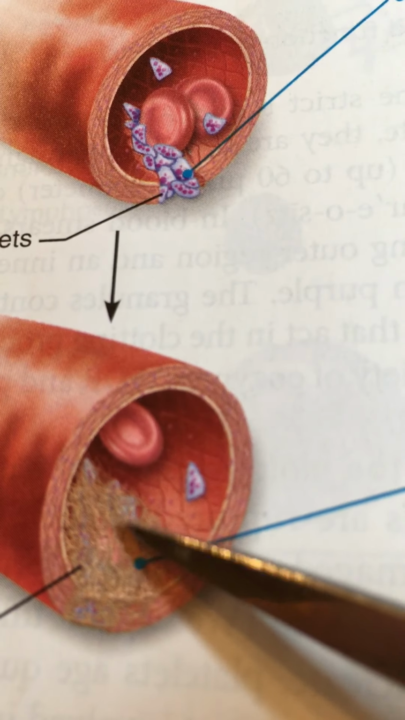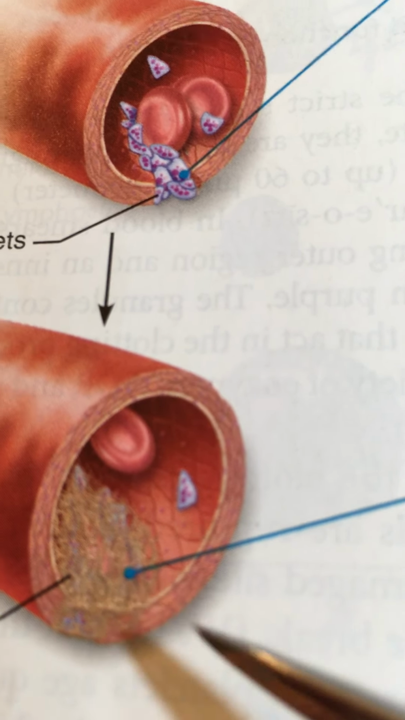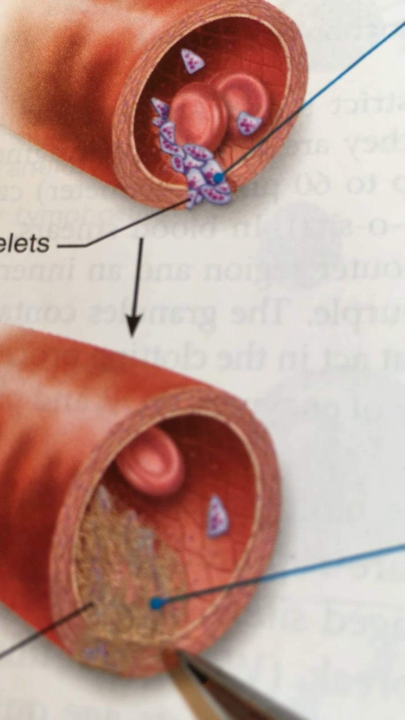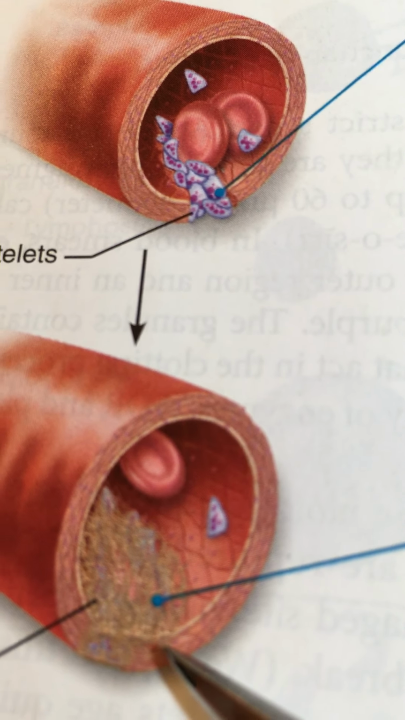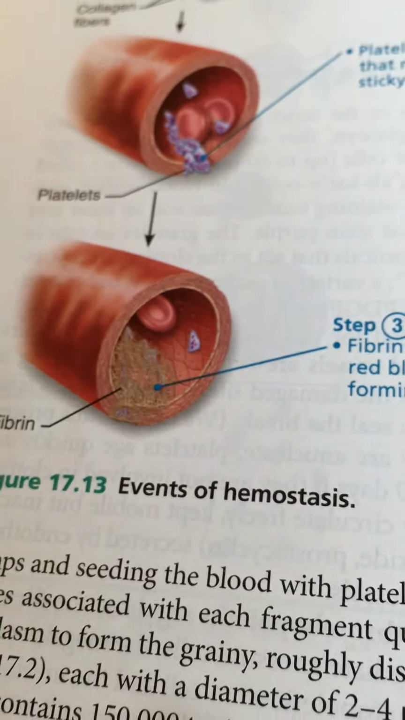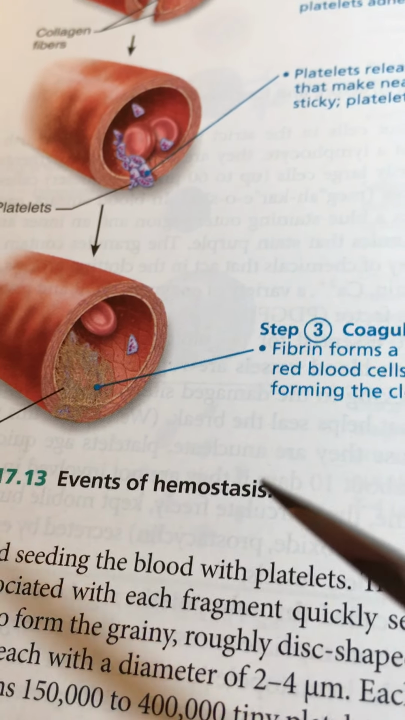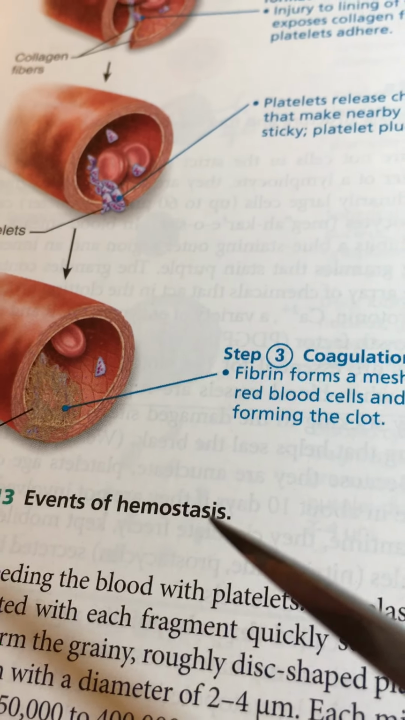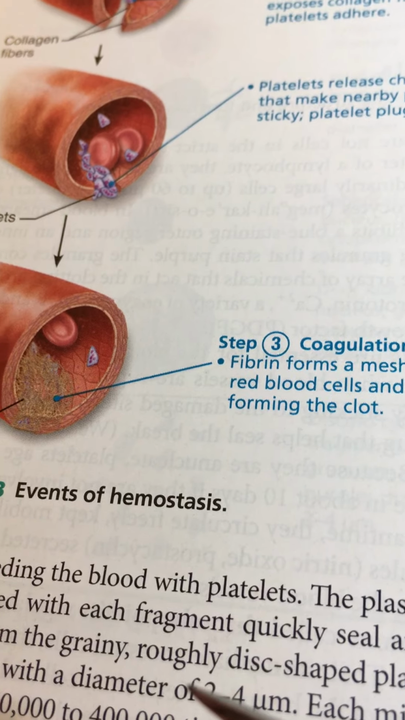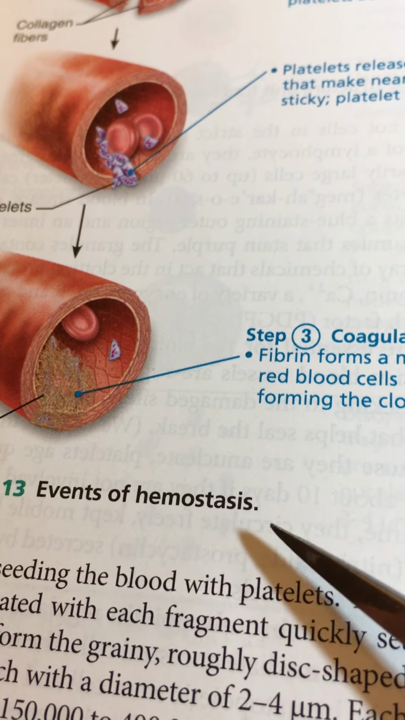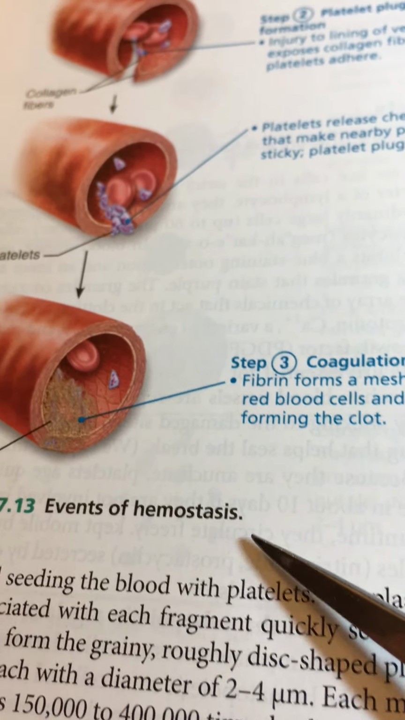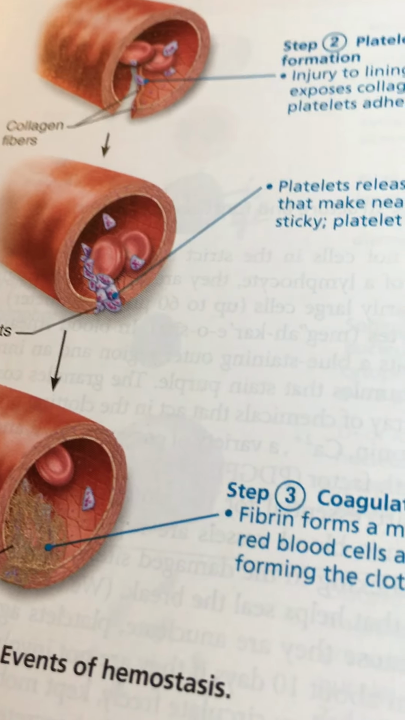It's possible then to have sort of a scab-like device that's inside there. It's something that's common that you would find on your skin. If you were to abrade or cut your skin, there's going to be a scab that forms. Okay, so that's the event of what we call hemostasis, or the formation of a clot.